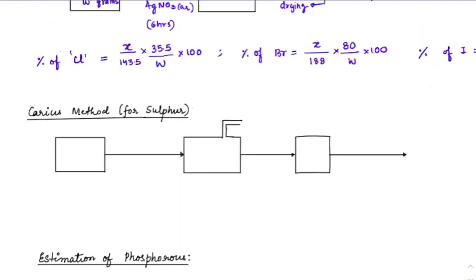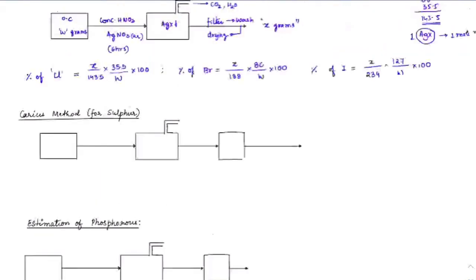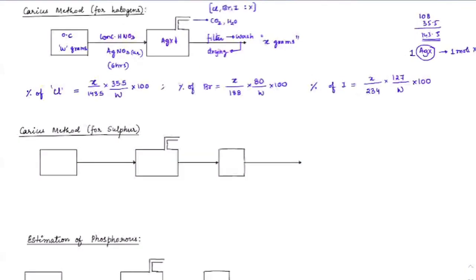Now, sir, what is the use of that concentrated HNO3? It is oxidizing any part of carbon into carbon dioxide.